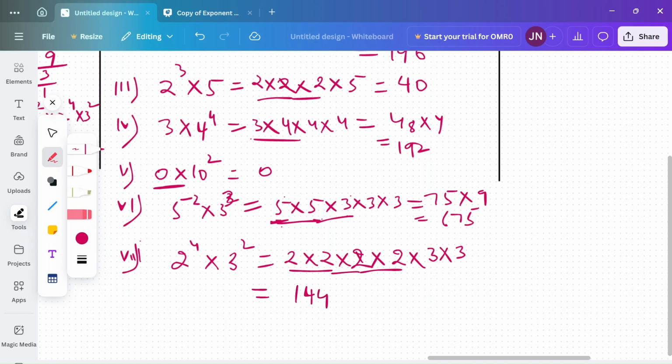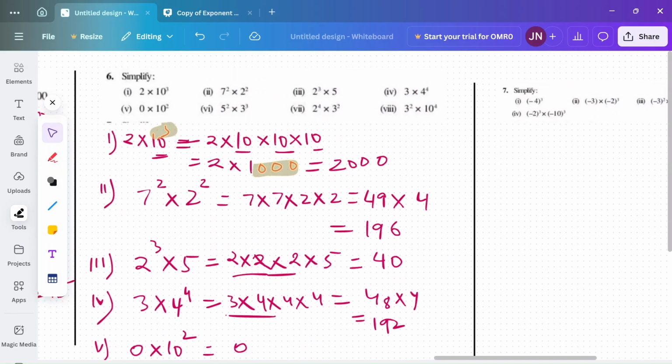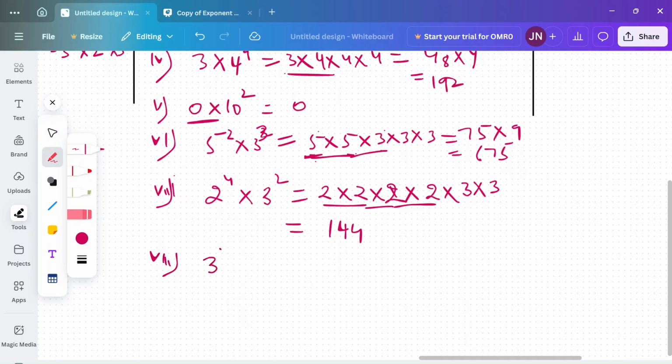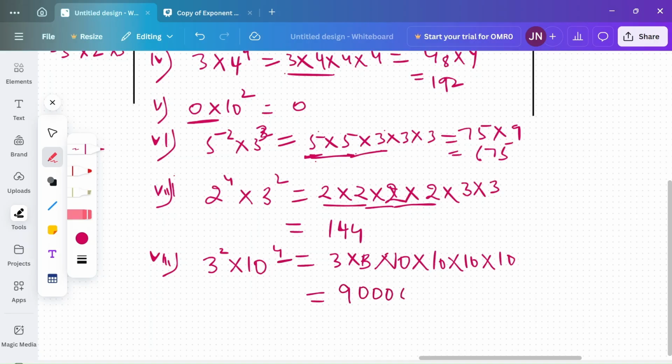Okay, let's move to the eighth question. Let's see what the question is. 3 squared and 10 to the 4. Easy. If you want to expand, you can write in expanded form. If the question is specifically asking you to write in expanded form first, then you must write it. Or you can directly solve it as 9 and then place the 4 zeros from the question. Okay.